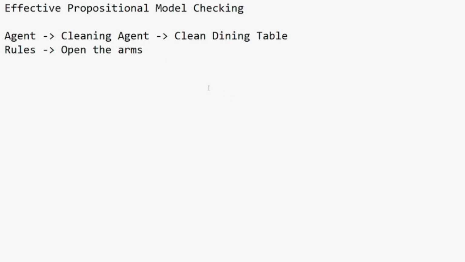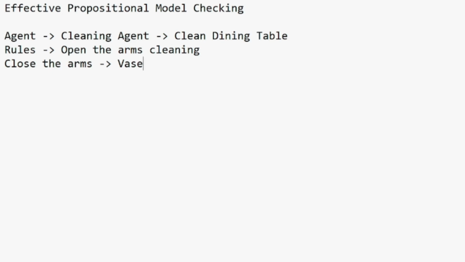What are the rules? It will open the arms for cleaning, but it will close the arms if it finds a flower vase. Let's say near vase. This is a simple rule which we are trying to follow. This is the simple proportional model which we are going to check.